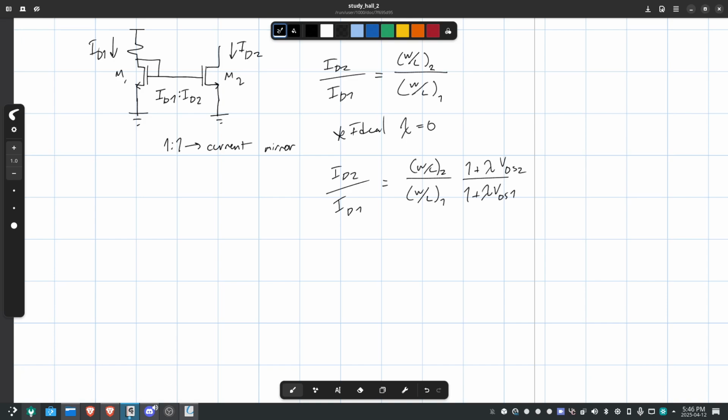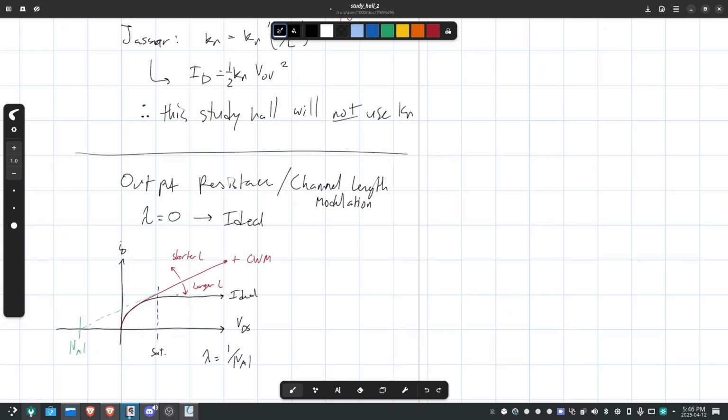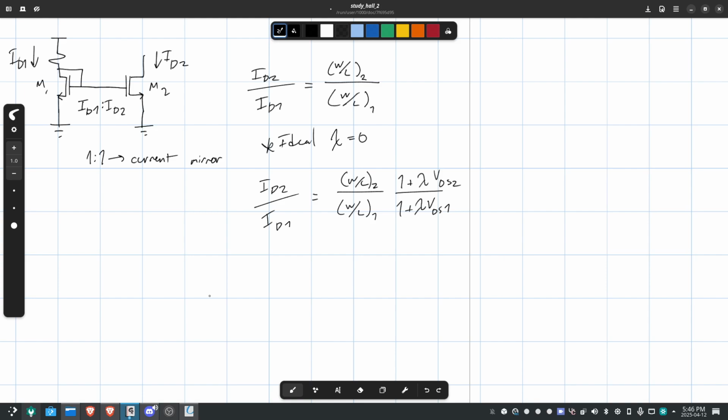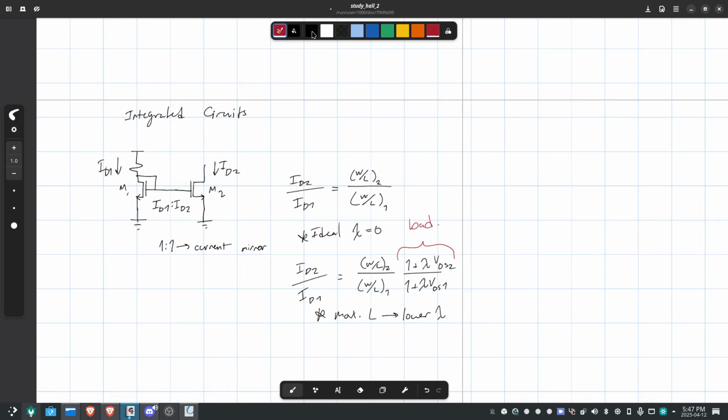So the point I'm trying to make here: remember all the way back when I said longer L's make it more ideal, shorter L's make it less ideal. So you want to keep growing those L's. Therefore, maximize L, lower lambda, keep it ideal. Sorry, I should clarify, this is bad. Current steering.